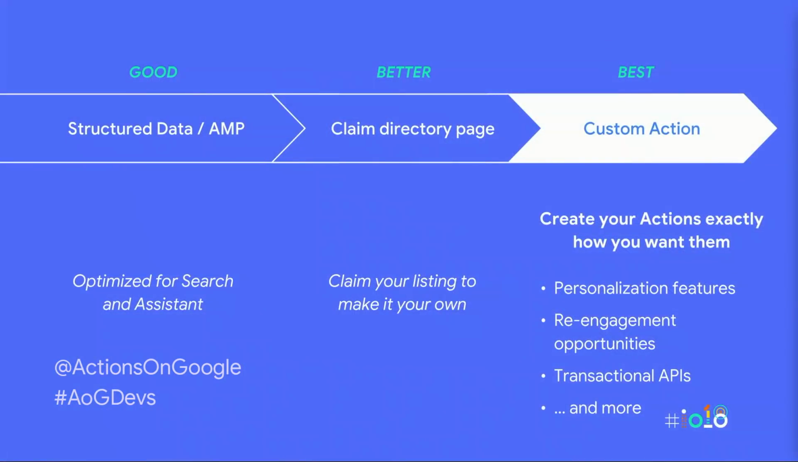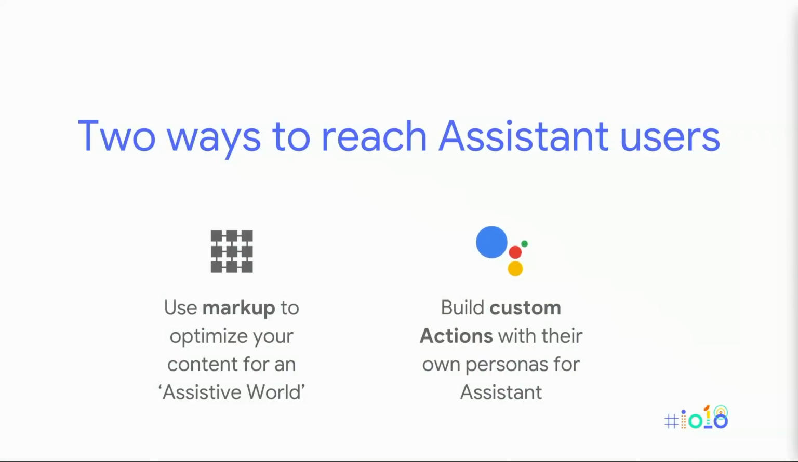Now that we just covered claiming your action, let's discuss how, by creating a custom conversational action, you can take advantage of the best that both Actions on Google and the Google Assistant have to offer. So, you can either use markup to optimize your existing content for a more assistive experience, or you can decide to build custom actions with a much more conversational and AI focus. To take full advantage of the Google Assistant, the best path is to build a custom conversational action. We'll now discuss the thought process, rationale, and overview of creating these custom actions.